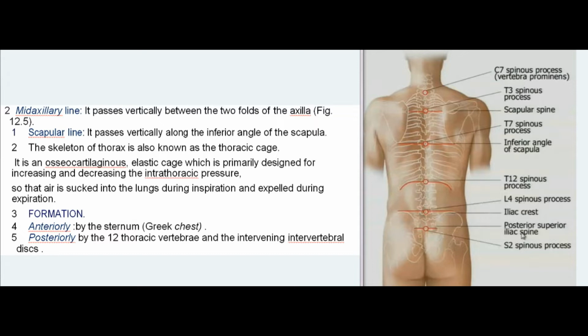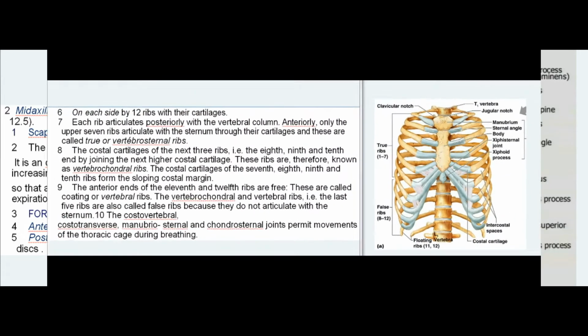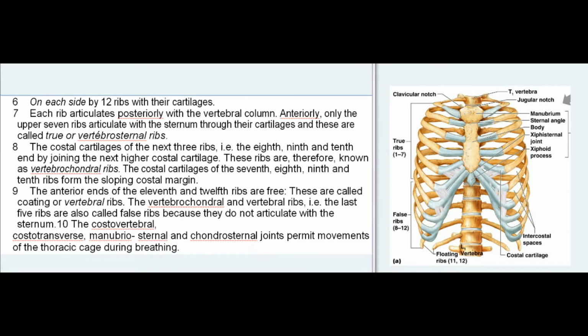Formation. Anteriorly by the sternum, Greek chest. Posteriorly by the 12 thoracic vertebrae and the intervening intervertebral discs. On each side by 12 ribs with their cartilages. Each rib articulates posteriorly with the vertebral column.